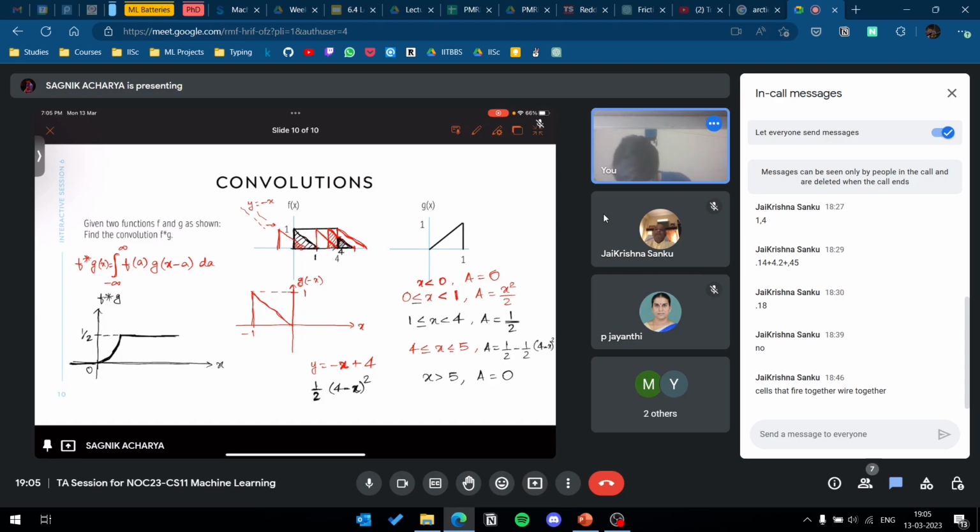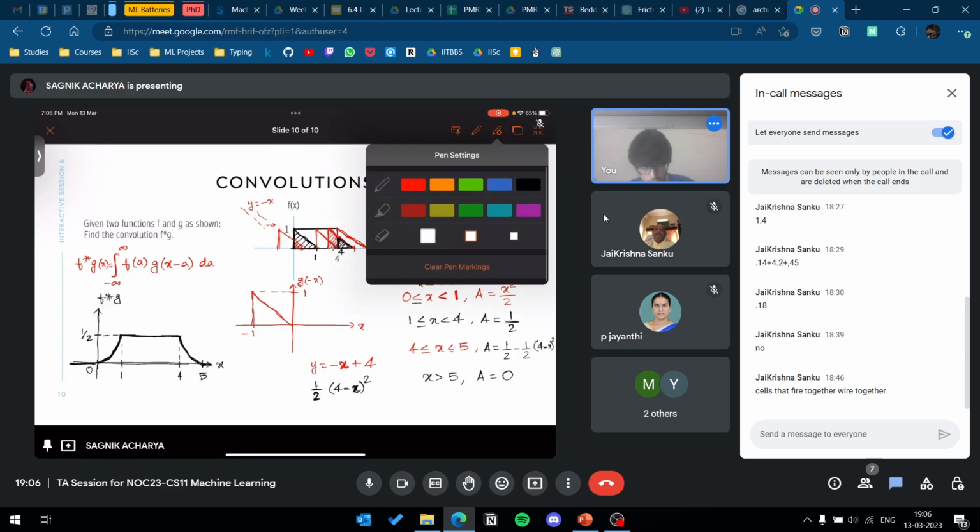So it's at x equal to 1, this is here at x equal to 4, and from 4 to 5 again this is a parabola, half minus half of 4 minus x square. So if you plot that, you will get this, and this is 5, right? And after 5 it is again 0. Okay, so if you see all the values everywhere, then everything seems to check out. So this is the graph for the convolution for the functions just shown.